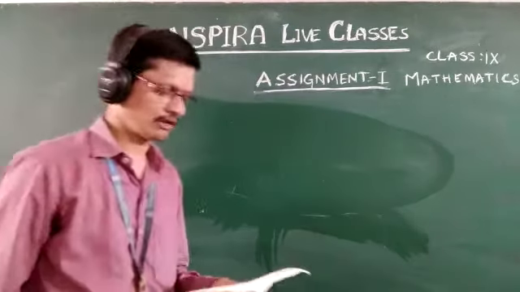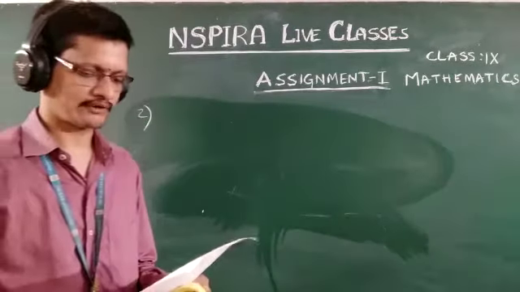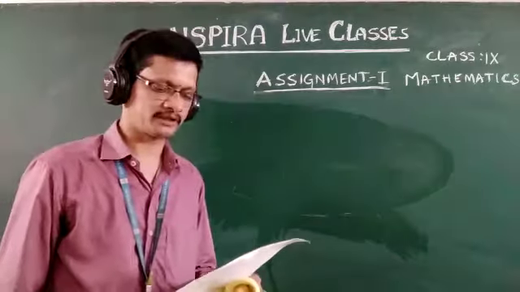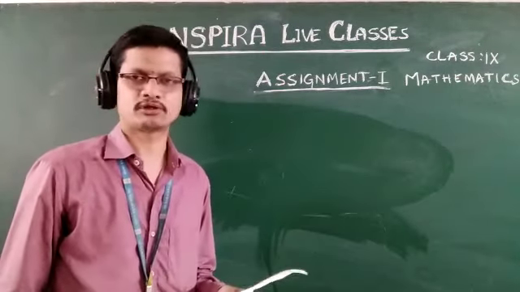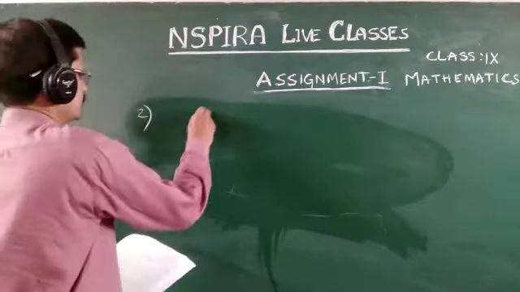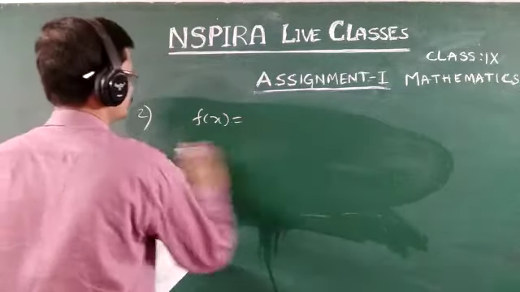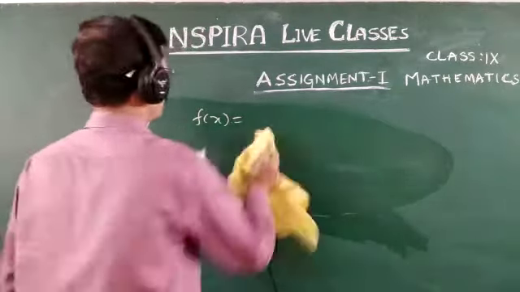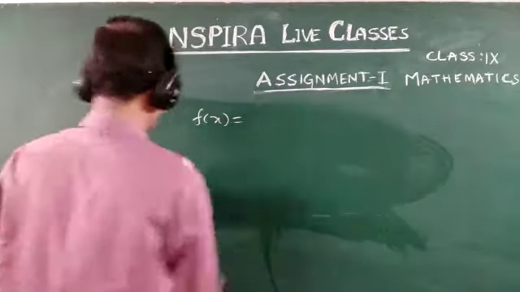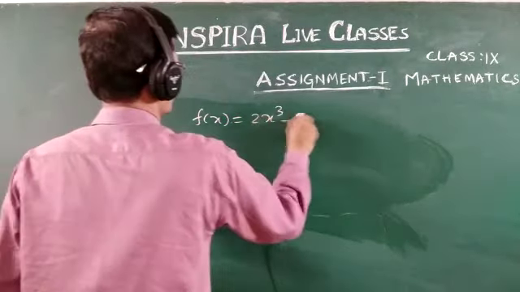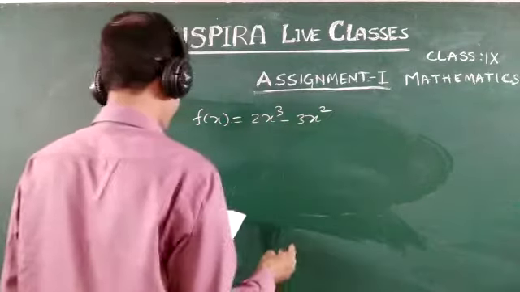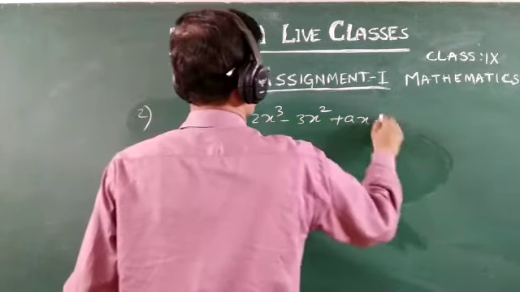If 0 and 1 are the zeros of the polynomial f of x is equal to 2x cube minus 3x square plus ax plus b, find the values of a and b. See, given f of x is equal to 2x cube minus 3x square plus ax plus b.